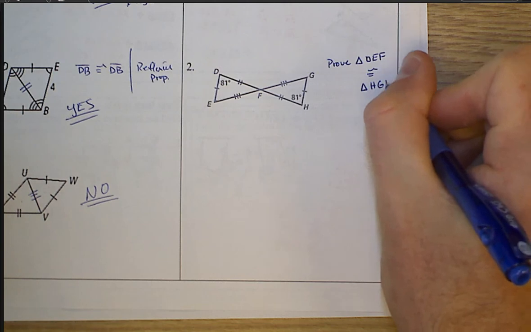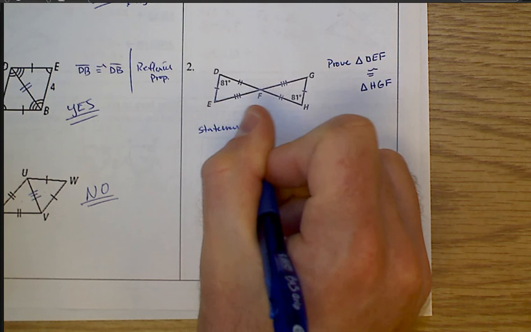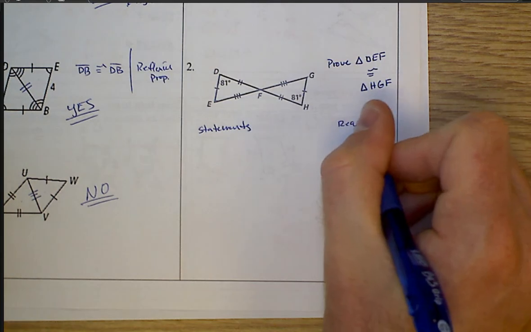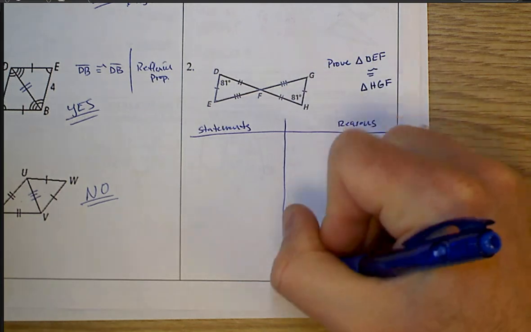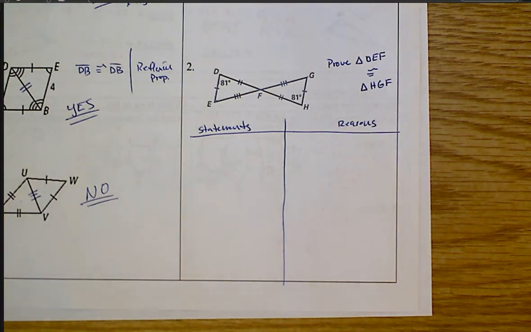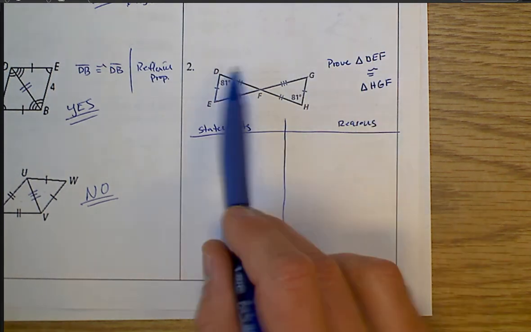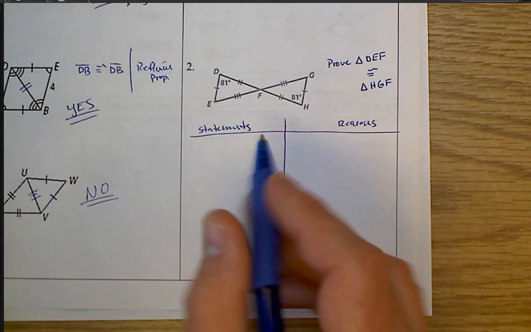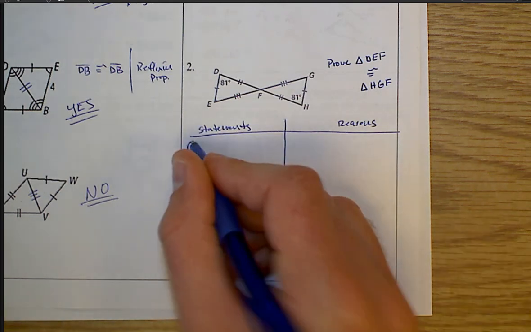HGF. So remember, when we make a proof, we want statements and we want reasons. Right? That's called a 2-column proof. All right. Now, if you remember from doing proofs, we don't have a given statement. I'm kind of just making this one up. So we're just going to list everything that's given to us with markings.